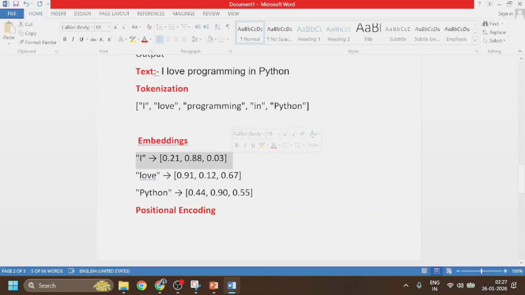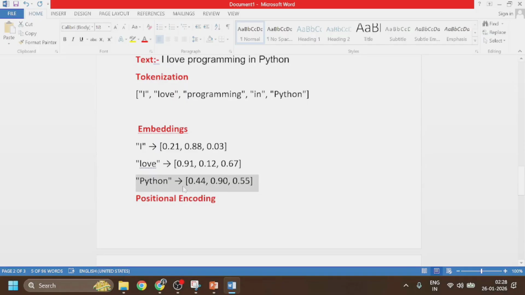Similarly, we need to convert "love" into vectors, and "Python" also converts into a different vector. Here you can see each token is converted into a numeric form, which is called a vector. This process is called embedding. These numbers are called the embeddings. The model never sees the word, it only sees the numbers. Meaning is stored mathematically. So this is called the embedding, and this is the tokenization.